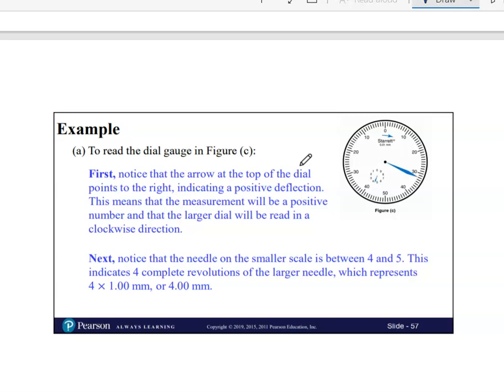the dial points to the right, indicating a positive deflection. So when we look at this, we're going clockwise, so that's going to be a positive deflection. This means that the measurement will be a positive number and that the larger dial will be read in a clockwise direction. Next, notice that the needle on the smaller scale is between the 4 and the 5. So down here, it's kind of hard to see, but this number is between 4 and 5. This indicates 4 complete revolutions of the larger needle, which represents 4 times 1 millimeter. So this scale has already gone around 4 times, 4 millimeters.